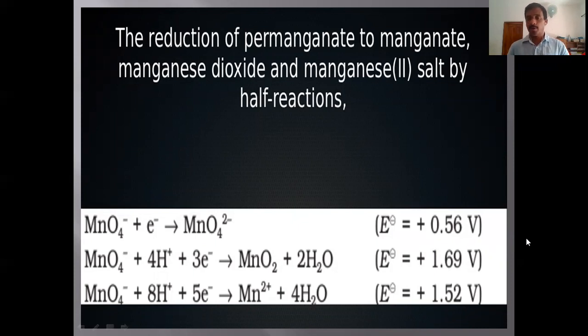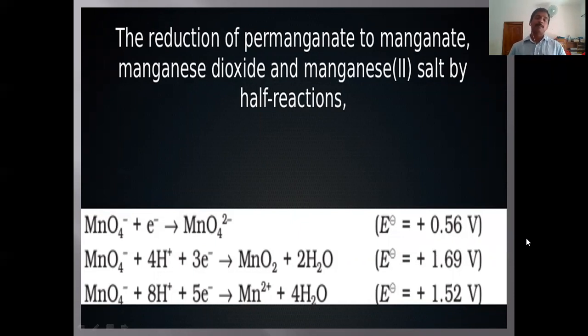the manganese 2 salt or manganous salt. So permanganate is undergoing reduction and these 3 ionic equations represent that reduction. Permanganate is an oxidizing agent, therefore it will undergo reduction. Here in the first case, MnO4 minus plus e minus gives MnO4 2 minus. Addition of 1 electron: plus 7 to plus 6.